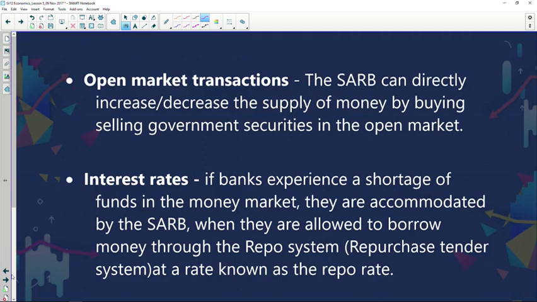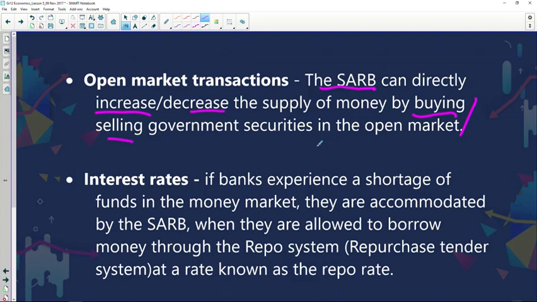open market transaction, which is where the South African Reserve Bank can directly increase or decrease the supply of money by buying and selling government securities in an open market. Okay, so that's another way that the South African Reserve Bank can increase or decrease the supply of money. So it's all by buying, or we can say selling, government securities in an open market.